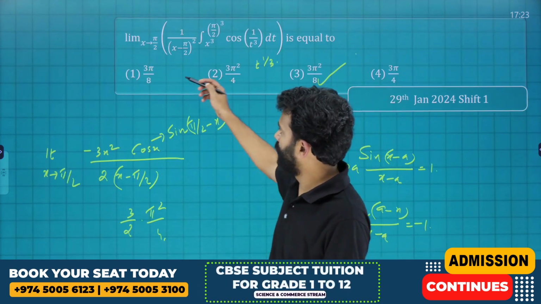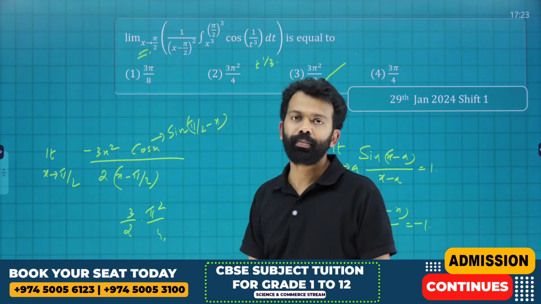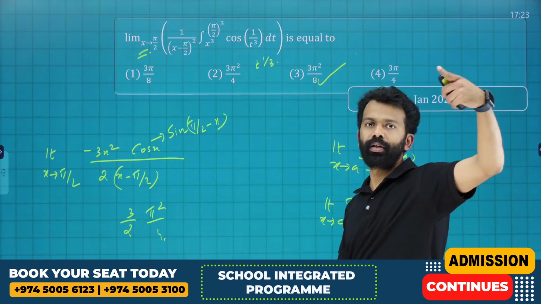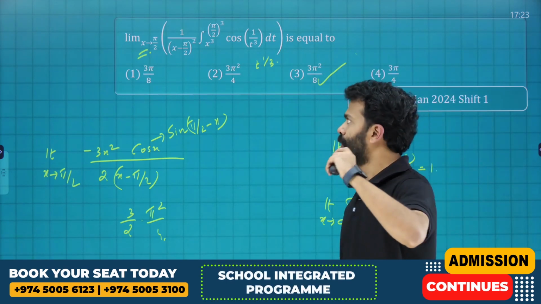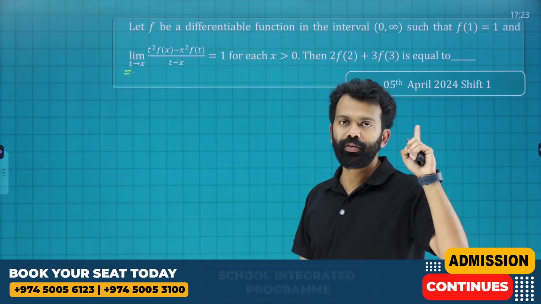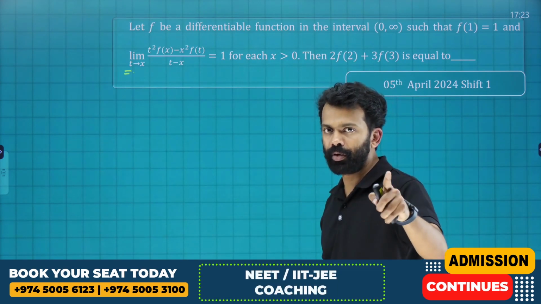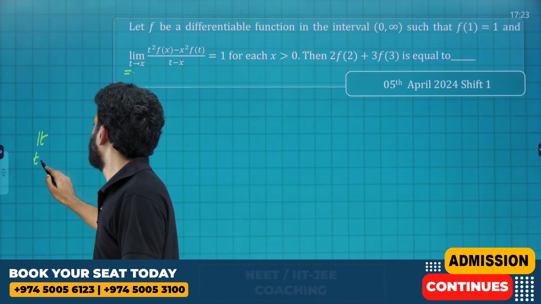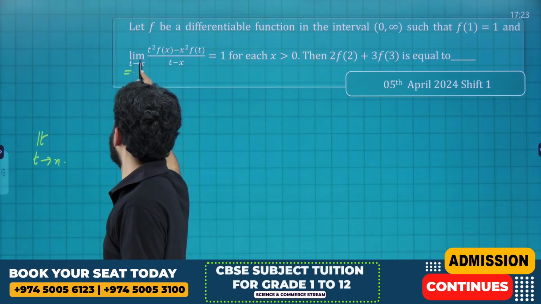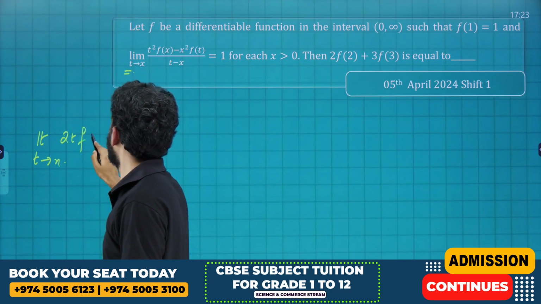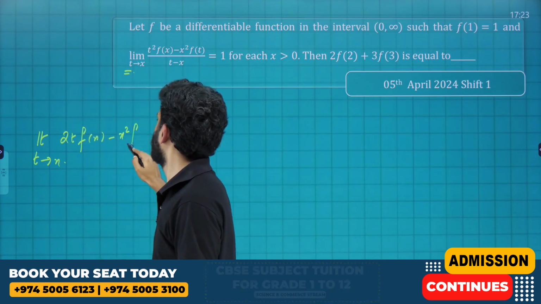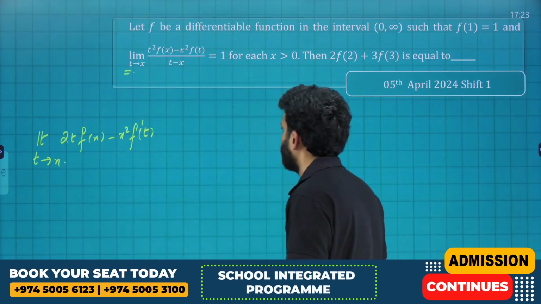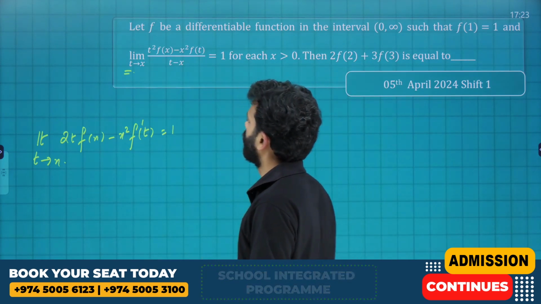In the previous case also we have done that. Okay, here the tending variable is what? Pi by 2. So we have differentiated numerator and denominator with what? x. Okay, so here the tending variable is t. Therefore, we need to differentiate the numerator and denominator with respect to what? t. Therefore, after differentiation, it will be limit t tends to x, it will be 2t f of x minus x square into f dash of t. Okay, divide by 1. There is no need of writing. Okay, and its value is equal to 1.